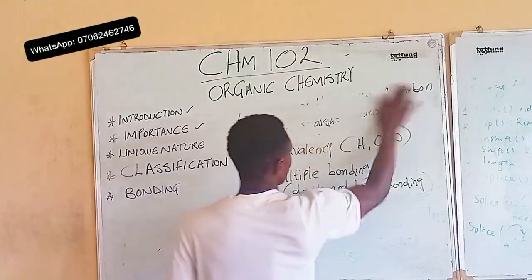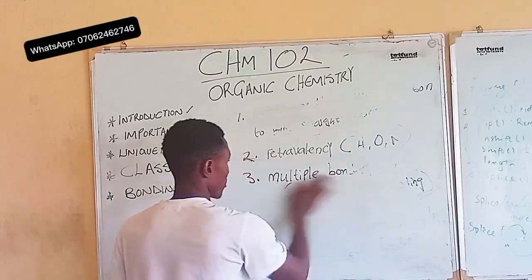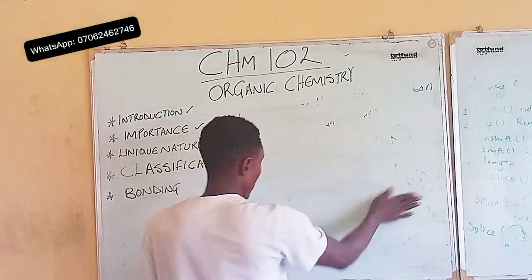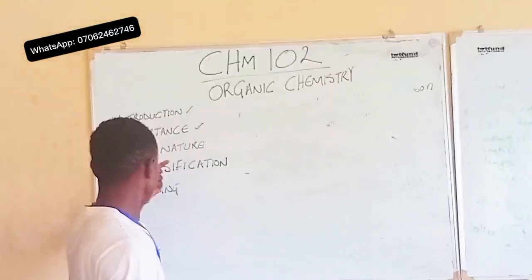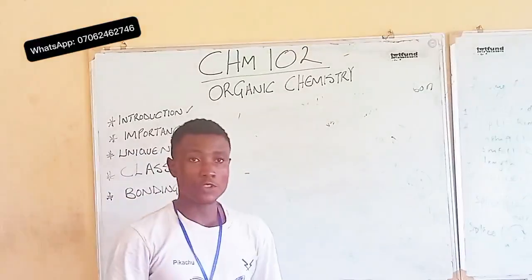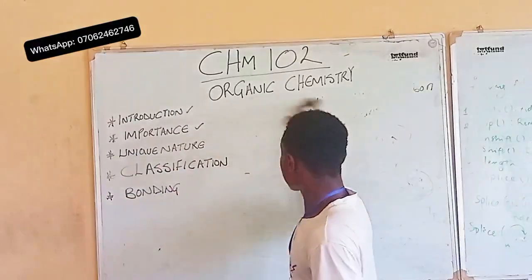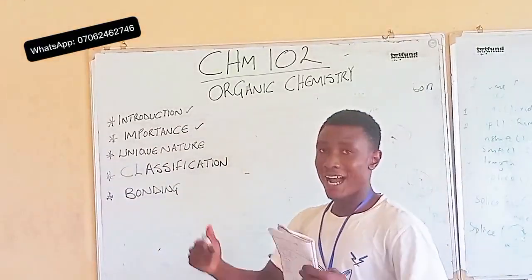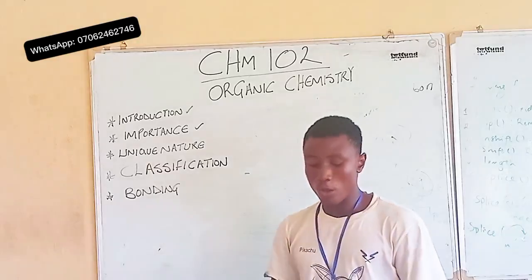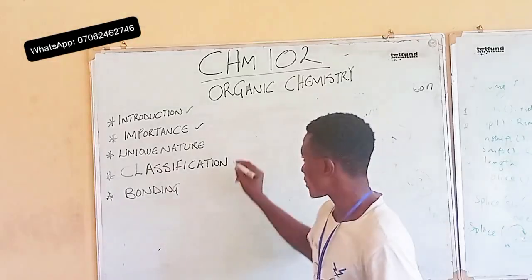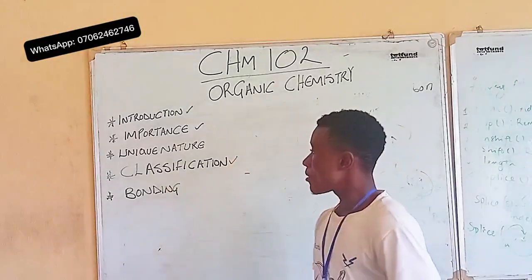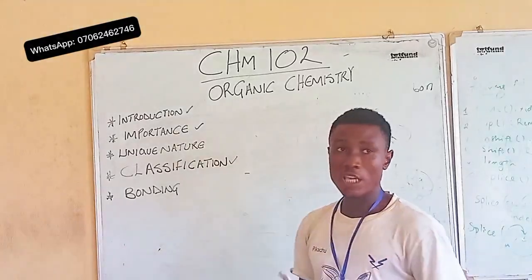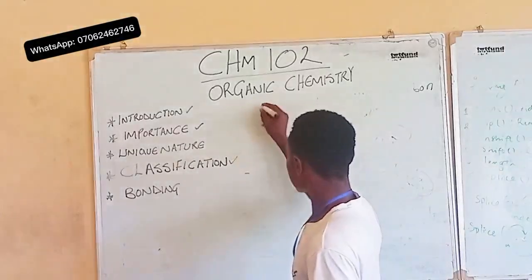So we have the classification. We have the classification of organic chemistry. Basically, from the beginning of this class, I said organic chemistry focuses on hydrocarbons. So one of the classifications of organic chemistry is hydrocarbons.